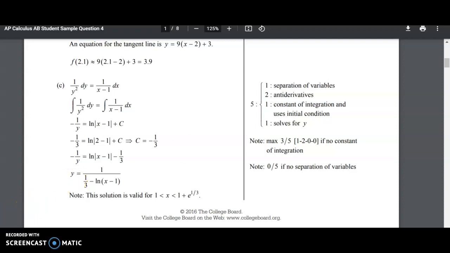So hopefully you feel okay with separation of variables, you're ready for some more practice, and that you see how they show up on the FRQs.